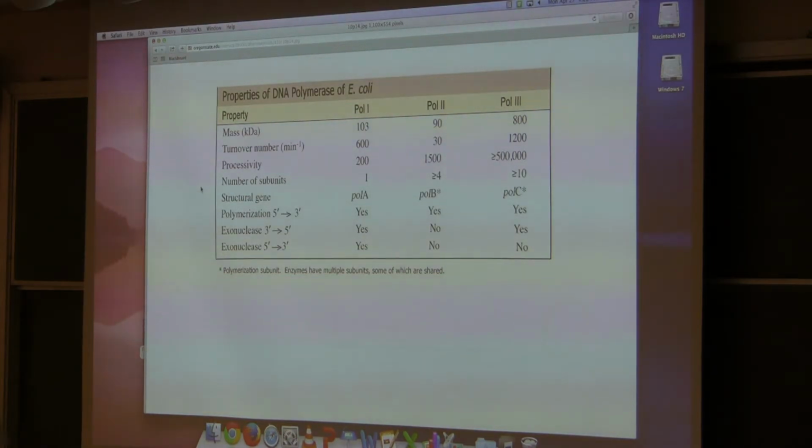Now, the first of them we've talked about. The first of them was that it makes DNA. That's polymerization, and the polymerization occurs in the 5' to 3' direction. So no surprise, polymerase 1, polymerase 2, and polymerase 3 all polymerize DNA. We wouldn't call them a polymerase if they didn't do that. The second function is really interesting. An exonuclease. What the heck is an exonuclease?